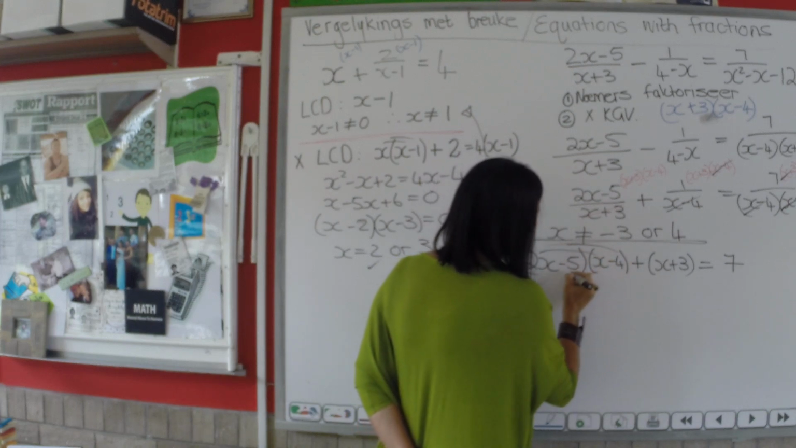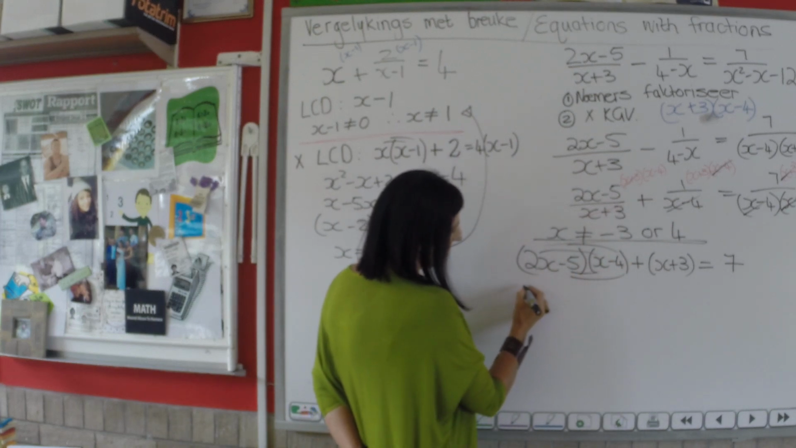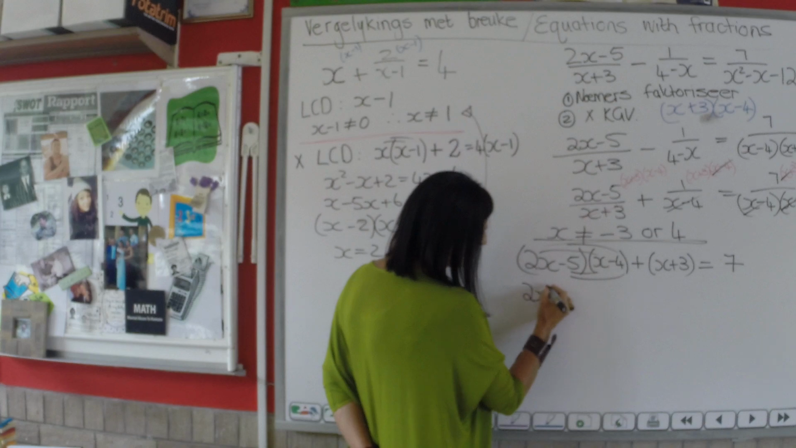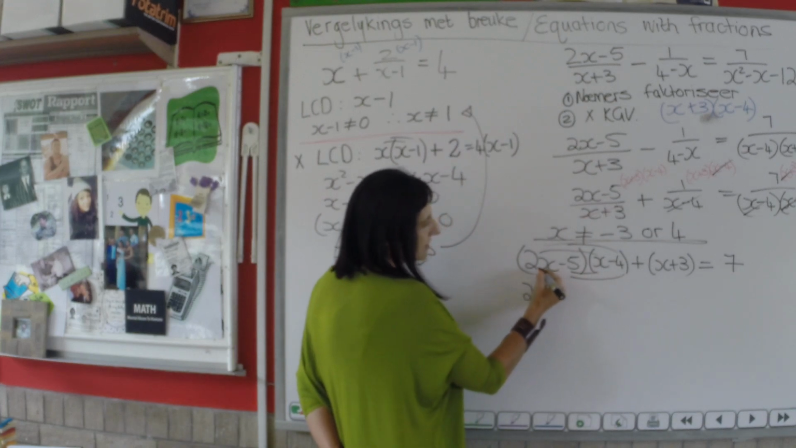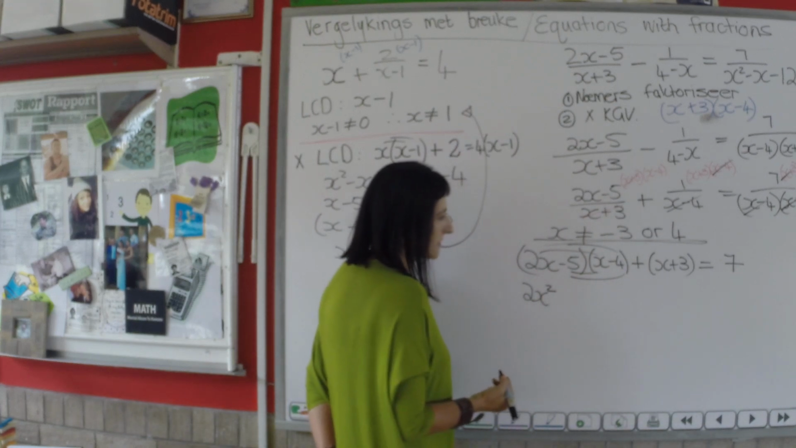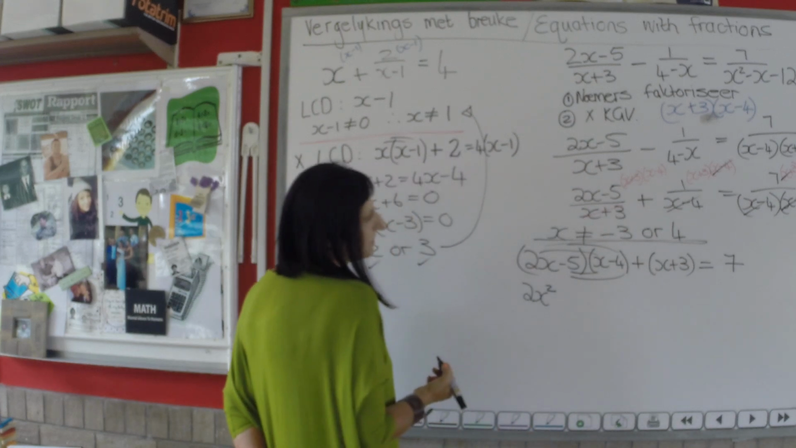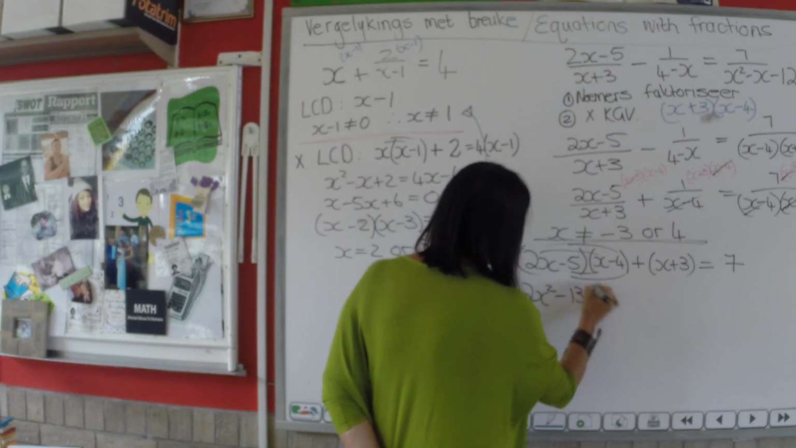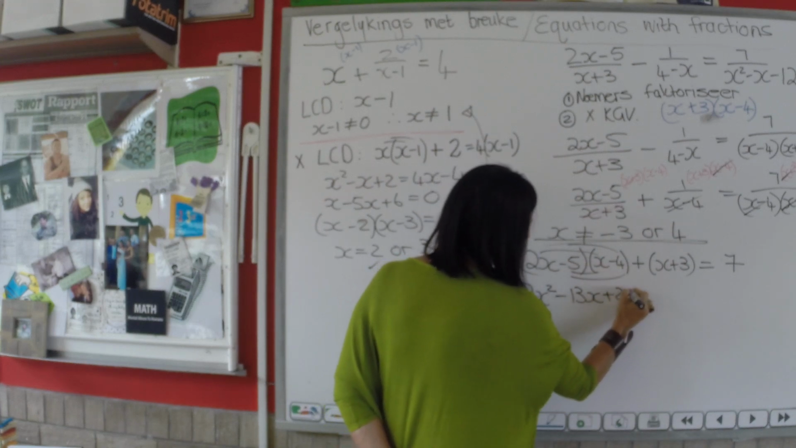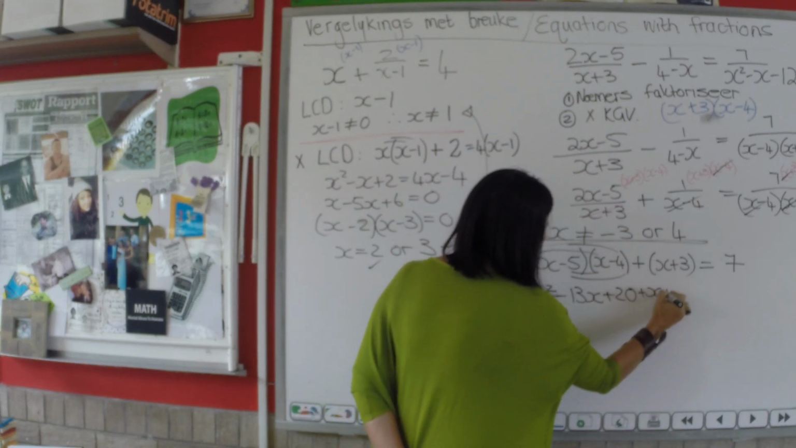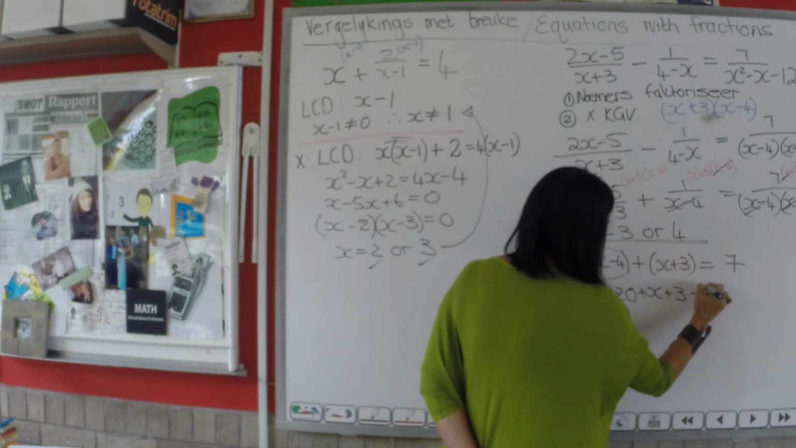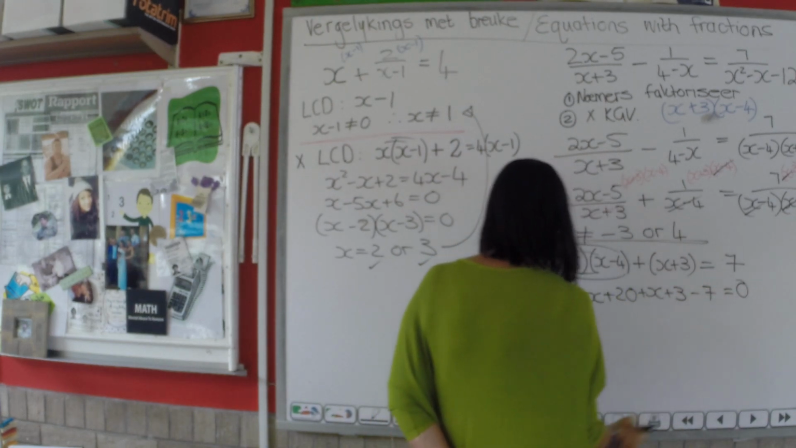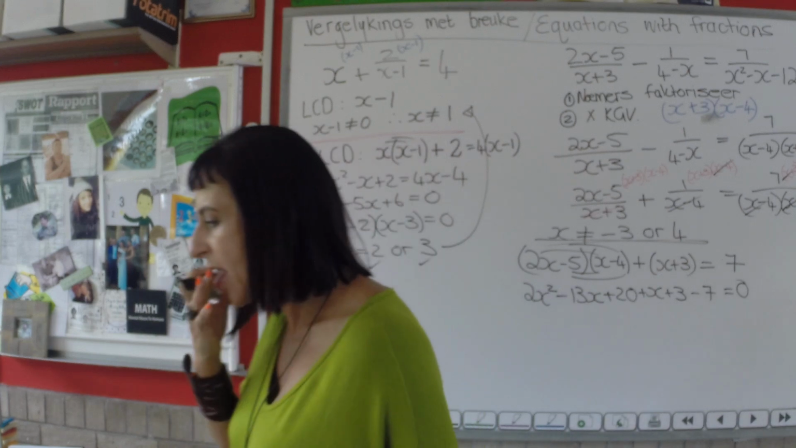Let's do the FOIL method. 2x times x gives me 2x squared, minus 5x minus 8x. Minus 8 minus 5 gives me minus 13x, and that gives me plus 20 plus x plus 3. Take that to this side, gives me equals it to 0, so I've got a trinomial over there.